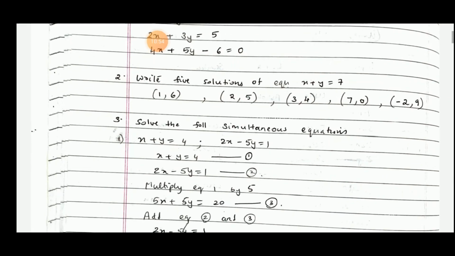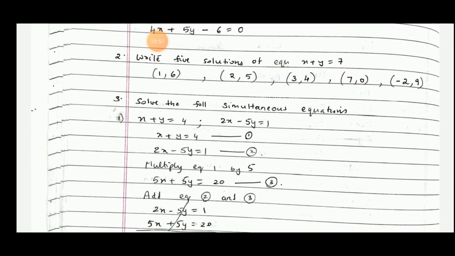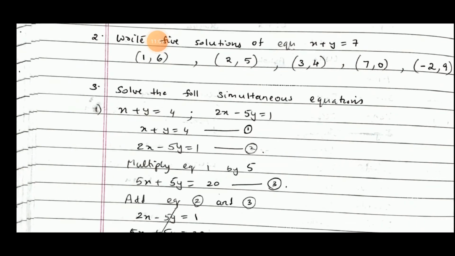Now see the third sum. Solve the following simultaneous equations: x plus y equal to 4, give it equation number 1, and the second one is 2x minus 5y is equal to 1, give it equation number 2. So multiply equation 1 by 5. So the first equation becomes 5x plus 5y is equal to 5 fours are 20.